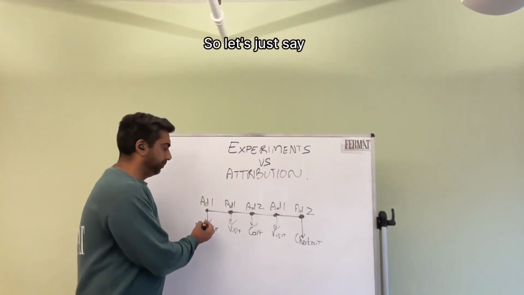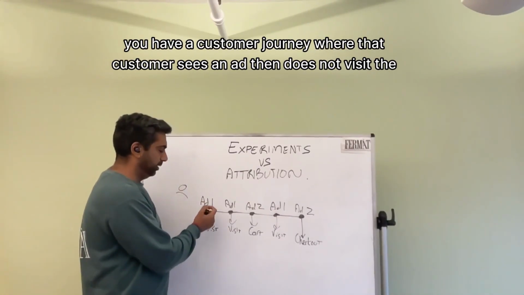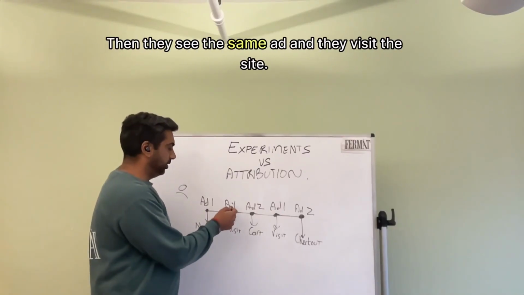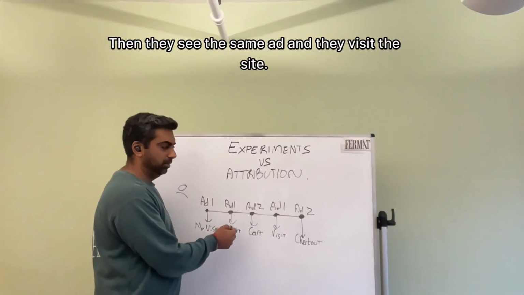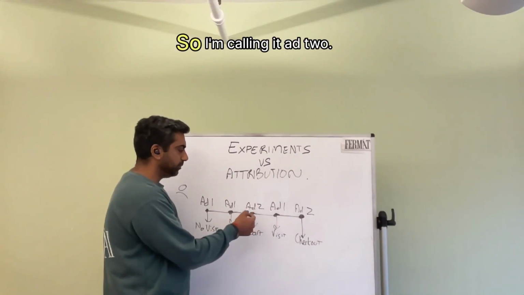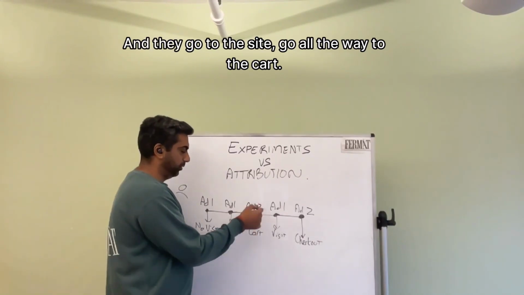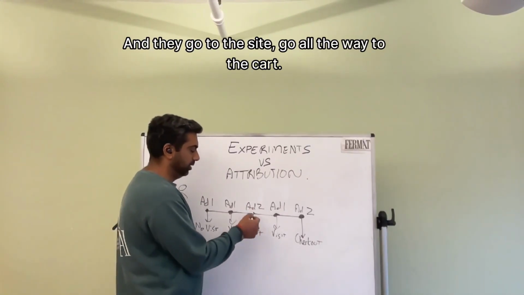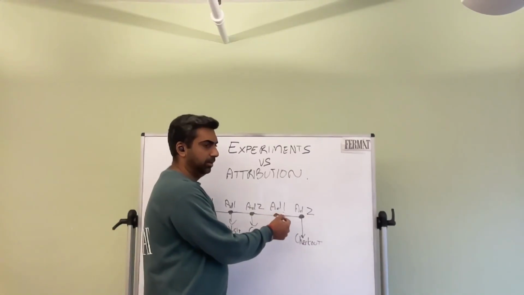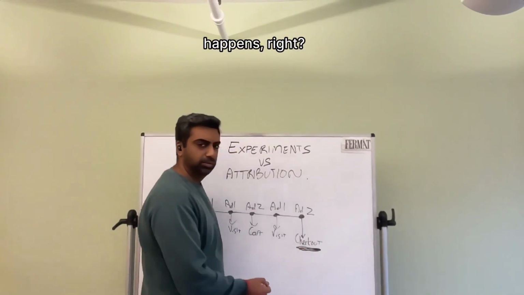So let's just say you have a customer journey where that customer sees an ad, then does not visit the site. Then they see that same ad and they visit the site. Then somewhere else they see a different ad, so I'm calling it ad two, and they go to the site, they go all the way to the cart. Then they go back to ad one and they visit the site, and then ad two, and they go all the way to checkout, and then this is where the purchase happens, right?